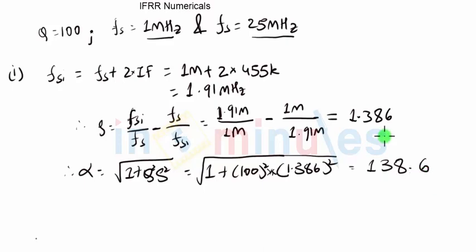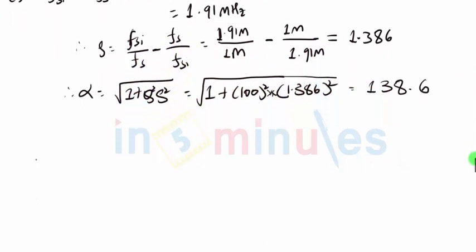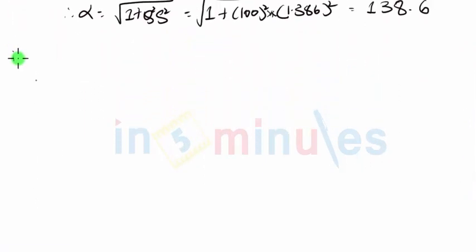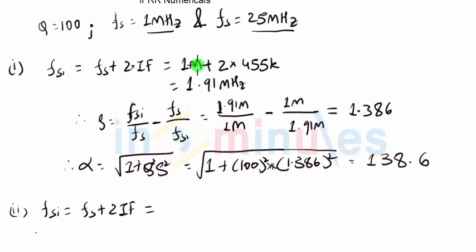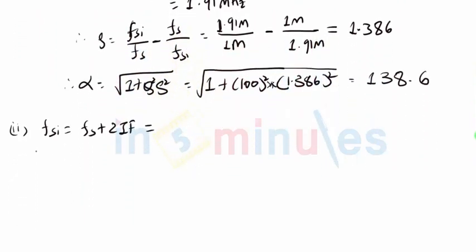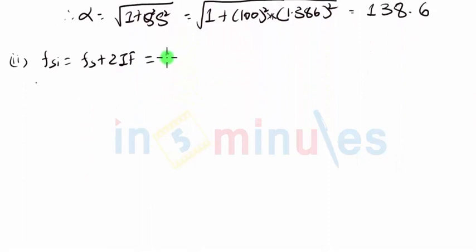As you can see, the value of alpha is pretty large. That means image frequency rejection at 1 megahertz with the quality factor of 100 will be very good. Now let us calculate the same value for the station frequency of 25 megahertz. In the previous case we had taken Fs as 1 megahertz. Now we will take Fs as 25 megahertz and do similar calculations.